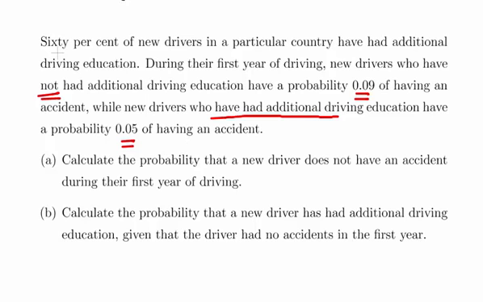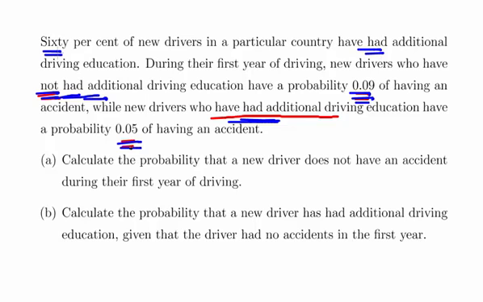So we have two events here, two groups, those who have not had the additional driving education and those who have had it. And we're told that 60% of new drivers have had the additional driving education. That means that 40% have not had it. So we have these conditional probabilities here, 0.9 and 0.05.